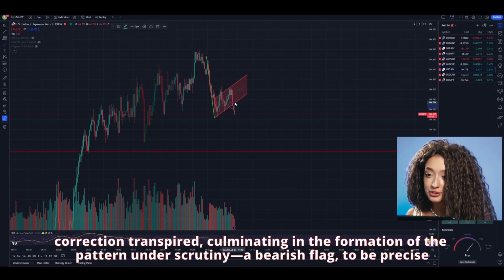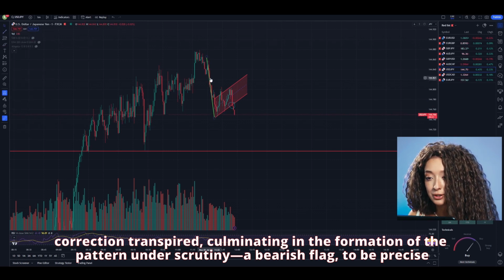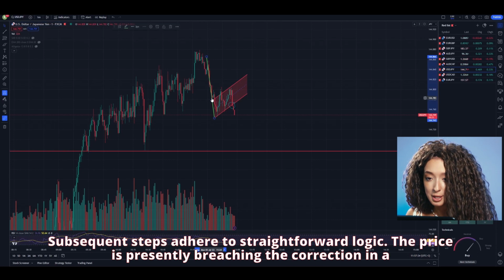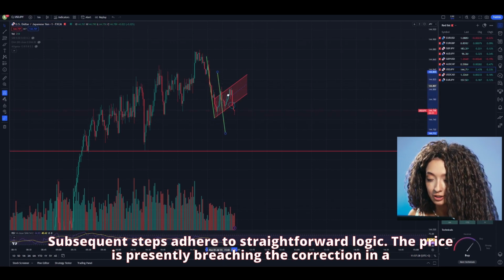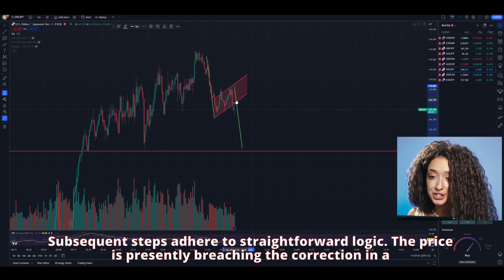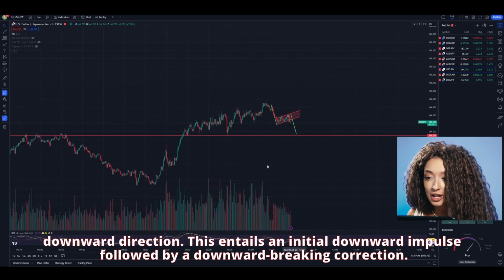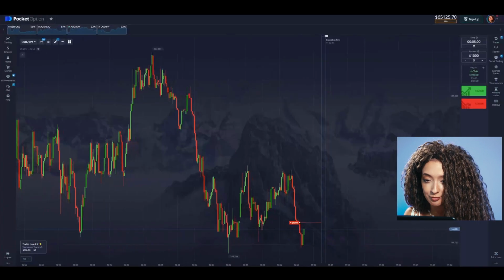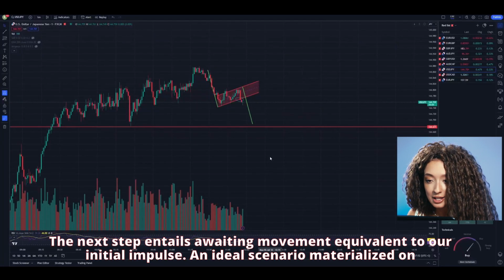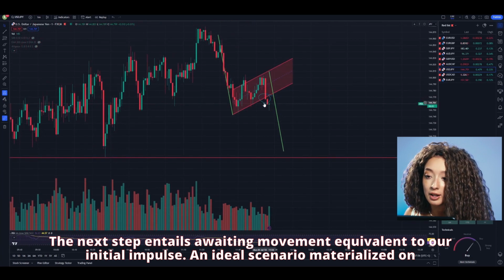Subsequently, a correction occurred, culminating in the formation of a tiny bearish flag pattern to be breached. The steps adhere to a certain logic. The price is presently breaching the correction in a downward direction. This adds an initial downward impulse followed by a downward breaking correction. The next step entails waiting for a movement equivalent to our initial impulse.